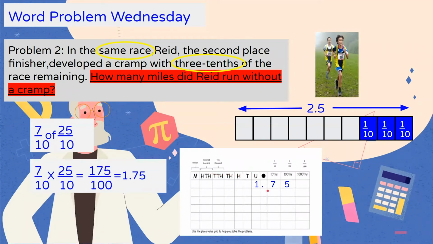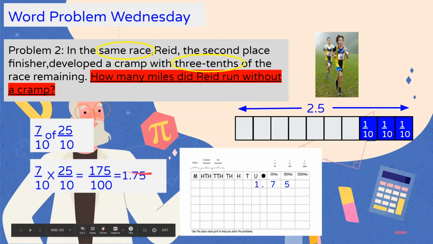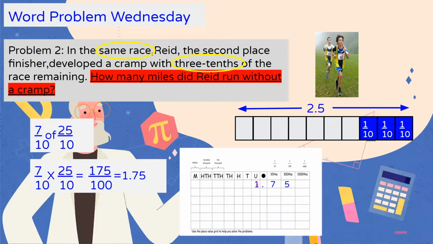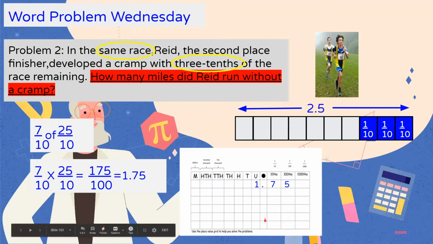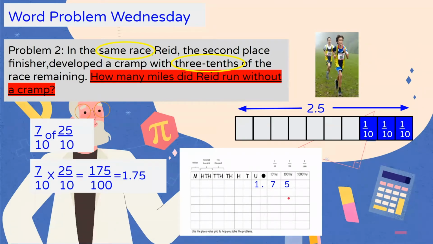Again, when we write 175 hundredths here, another method we can use sometime is when we see that, we can start with our hundredths, move our 5 in, then we move our 7 into the tenth place, we move our 1 into our unit place, and we're done. Our decimal always stays in the same place. That's the beauty of using this chart and having our column there. And so we know that he ran 1.75, or 1 3/4 miles without a cramp.